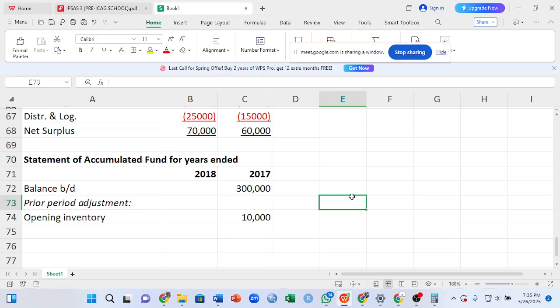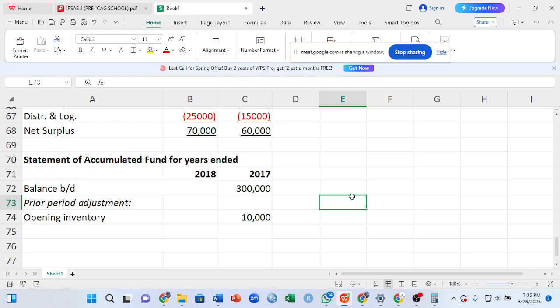Are you sure you're supposed to? Ah, please, what was the question? The question is, using the opening inventory adjustment, are we to add or subtract? Yeah, go ahead. Hanisa, go ahead.